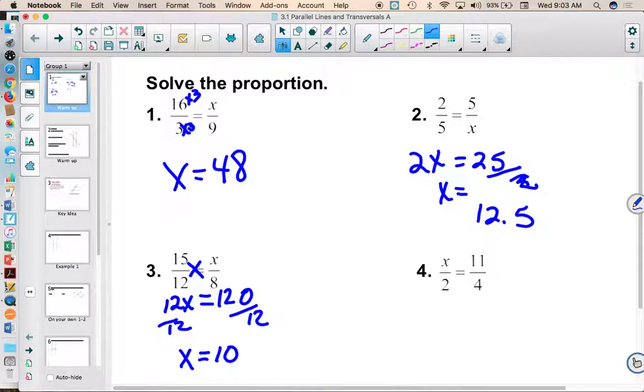What about the last one here? Number 4, what is the value of x? 5.5. Yep. Good, you're right. Okay, just a little bit of a spiral review there, just making sure we remember how to do proportions, okay?